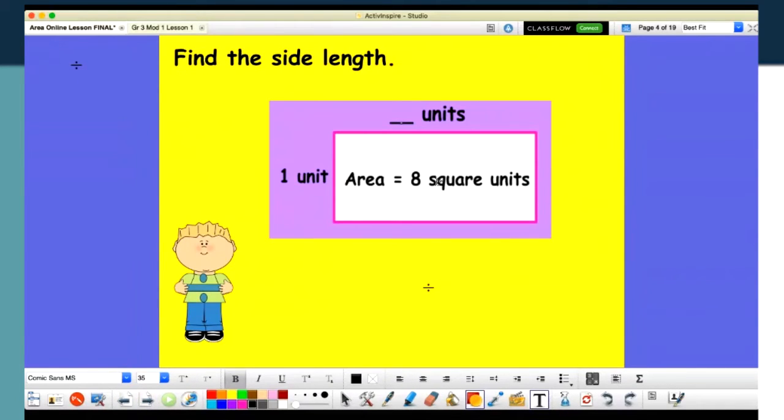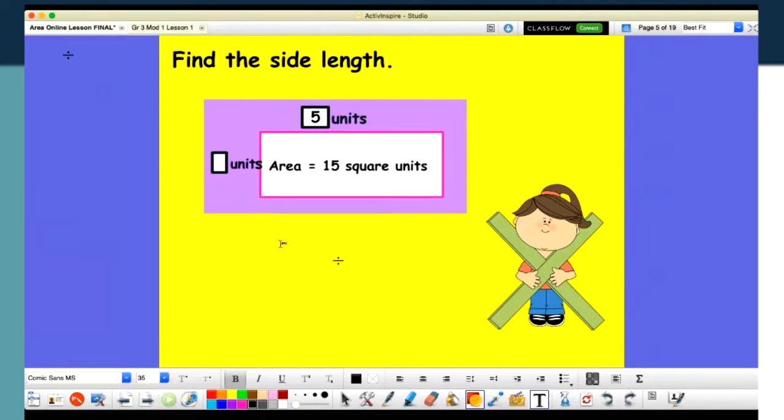Let's do another one. If I have a rectangle here measuring a total of 8 square units, and I need to take the side length that I know, which is 1. So I'm going to say 8 divided by 1 equals blank. And I know that 1 times 8 equals 8. Therefore, the missing side length in this case is 8 units. So this rectangle measures 1 by 8.